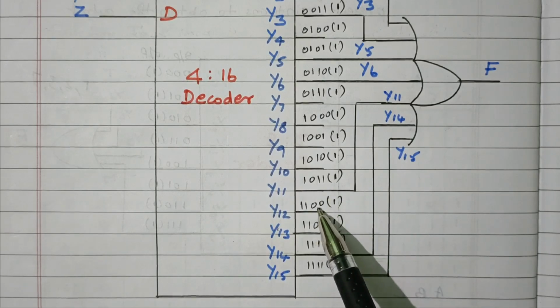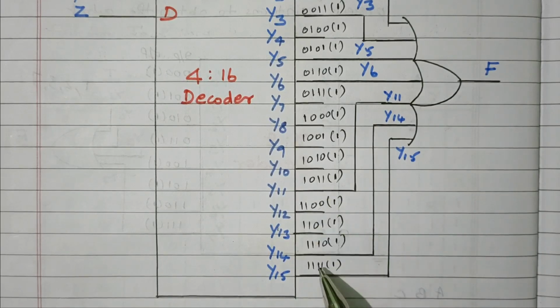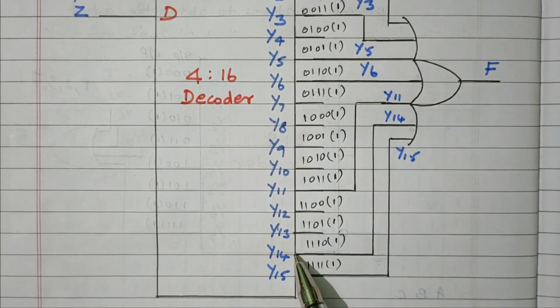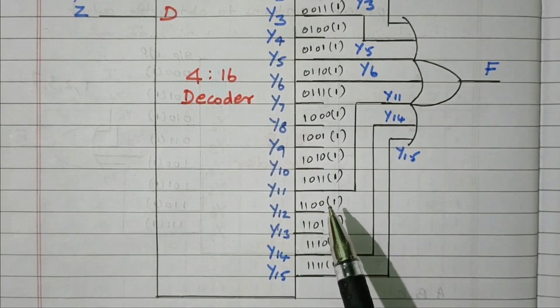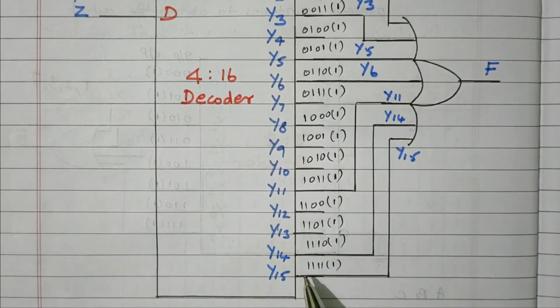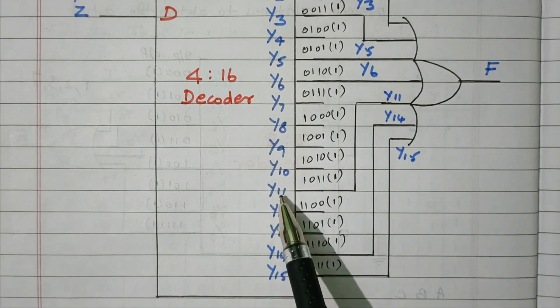That is the basic function of the decoder: only this output is 1, other outputs are 0. Similarly, if W, X, Y, Z is 1, 1, 1, 0, this is Y14. This pin will be available with 1 as the output, and all other terms are 0. So this corresponds to the minterm. This is 15, 14, 13, 12, 11.